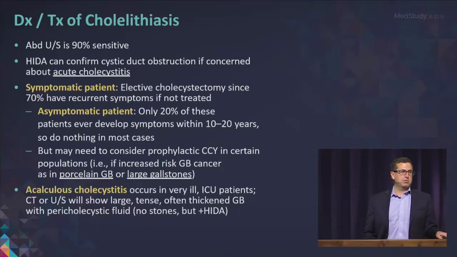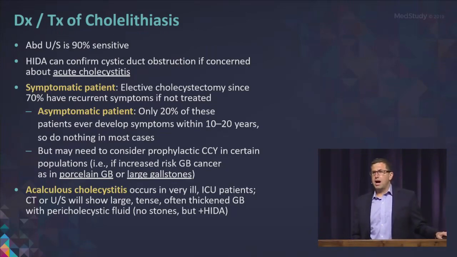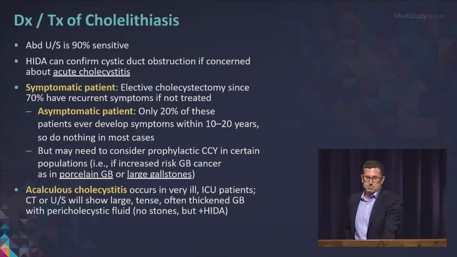It's the most sensitive test to look for gallstones. They could be missed on CAT scan. A HIDA scan is really done if you want to look for cystic duct obstruction, if you're concerned about acute cholecystitis. In a symptomatic patient, you definitely want to send those patients for cholecystectomy because they have a 70% chance of recurrent symptoms if surgery is not done. If they're asymptomatic, only 20% will present with symptoms, so a lot of the times they could be monitored.